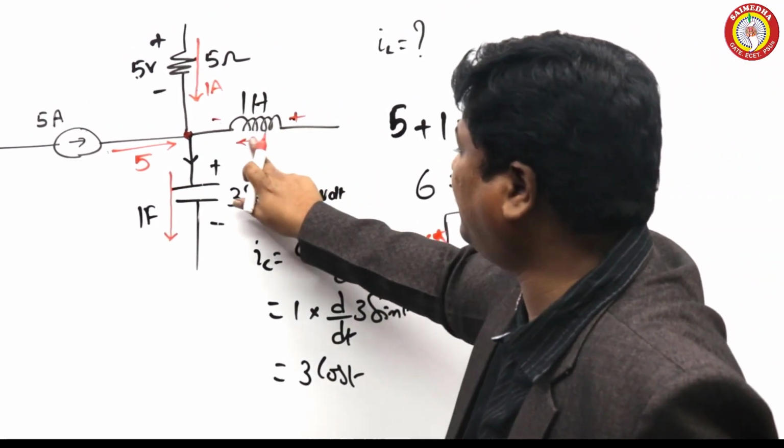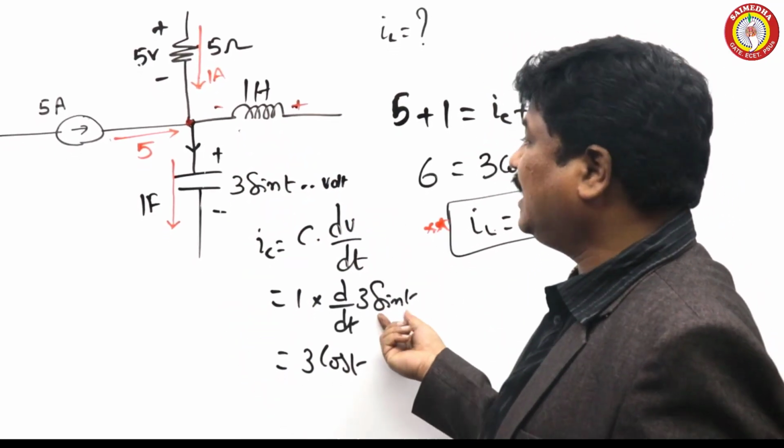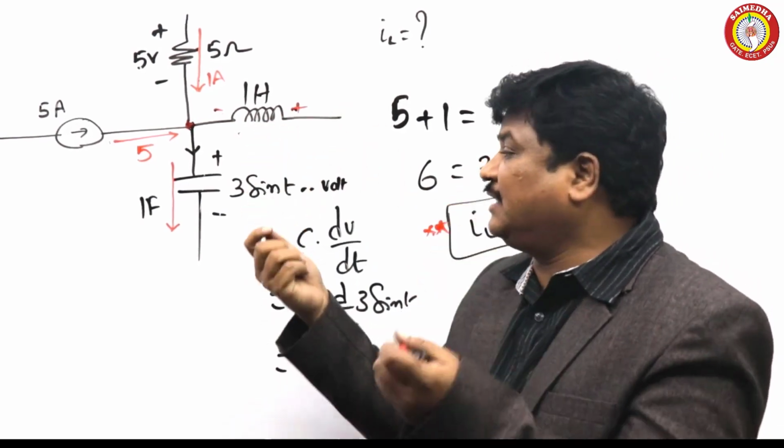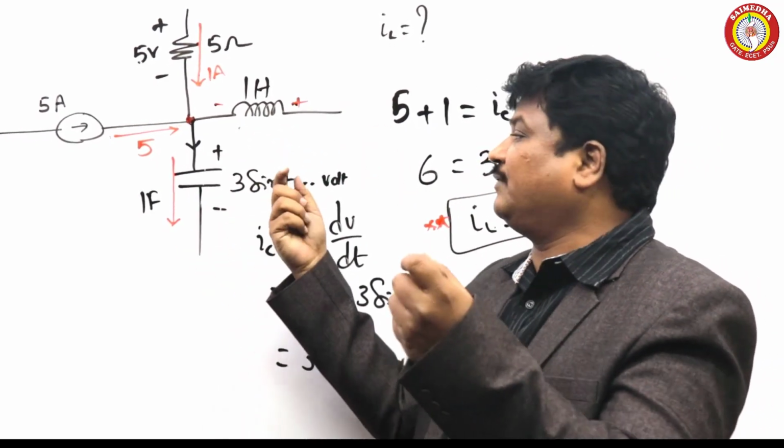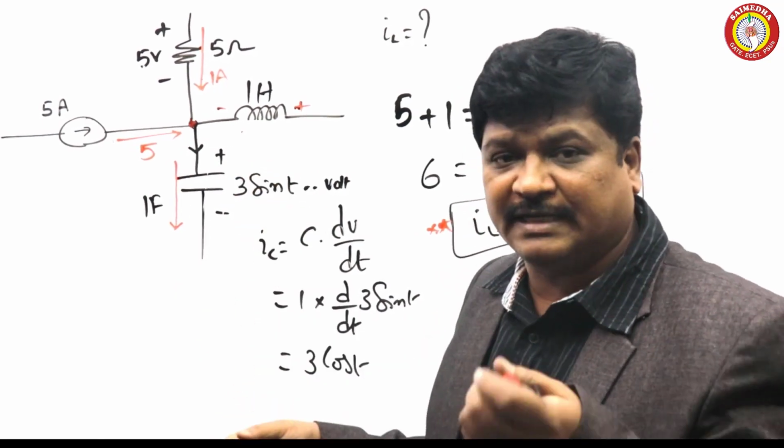Anyhow, take this problem. Try to solve some more examples also. Instead of this sin t, you can take 3 e power at, 3 e power bt, 3 e power minus bt. Something like that. You take some examples and solve them. Get a better idea.